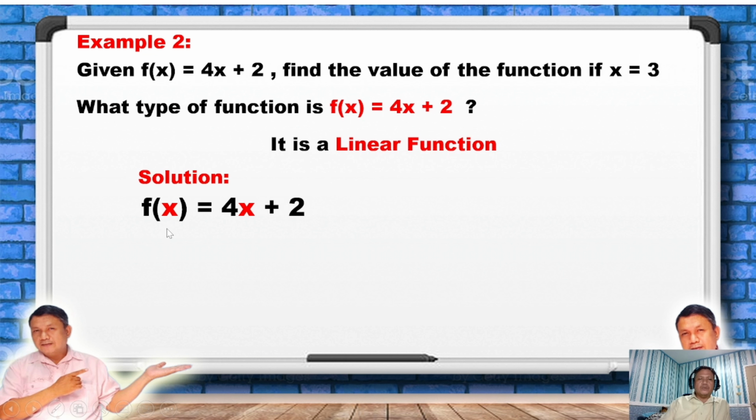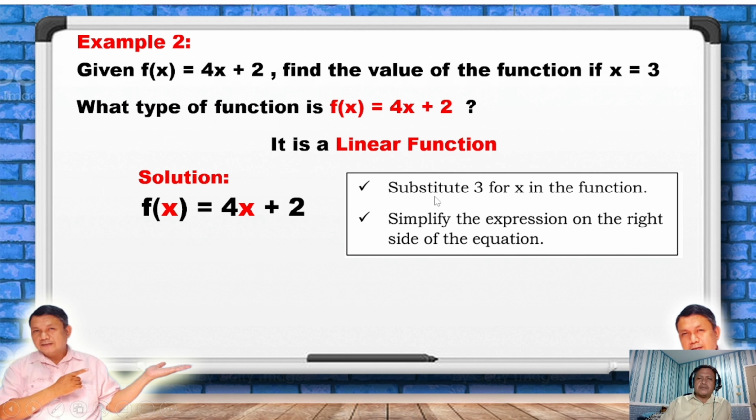So papalitan po ito ng 3 yung x natin dito. So again, by the following steps, substitute 3 for x in the function. So this will become, okay, f of 3 is equal to 4 times 3. By the way, you need to enclose x by 3 para alam nyo na tayo ay magmo-multiply. Okay, simplify the expression on the right side of the equation. This is the right side of the equation.